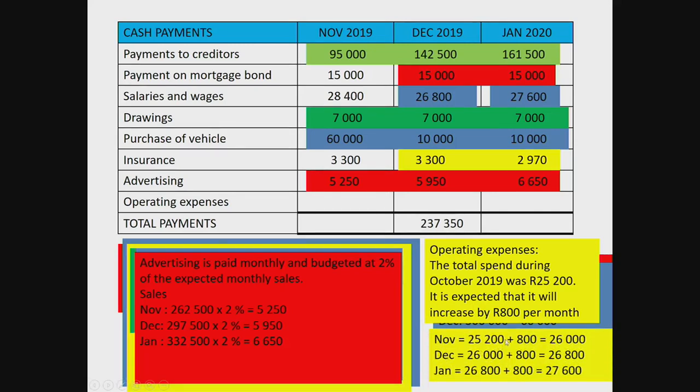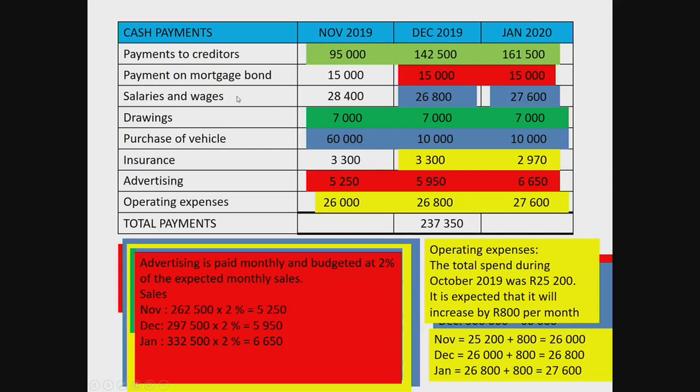So for November, it will be 25,200 that was spent in October, plus 800, which gives me 26,000. 26,000 was spent in November, plus 800, 26,800 was spent in December, plus 800, and gives me 27,600. And those will be the figures for these months. So November, 800 more than October. December, 800 more than November. And January, 800 more than December.